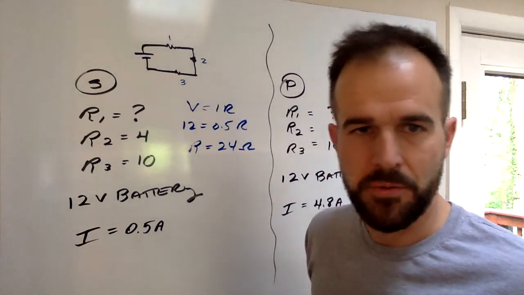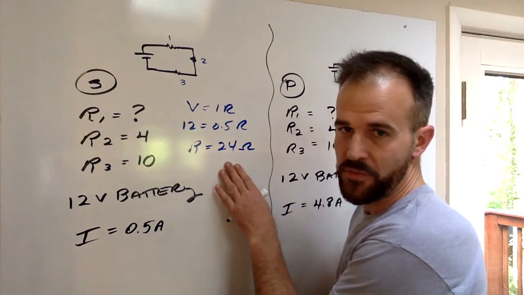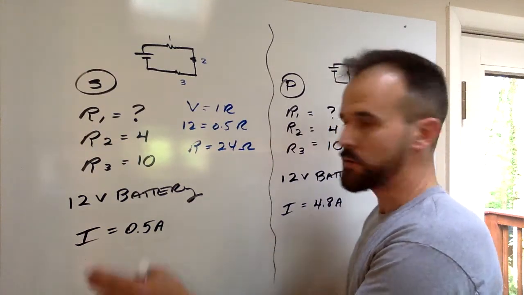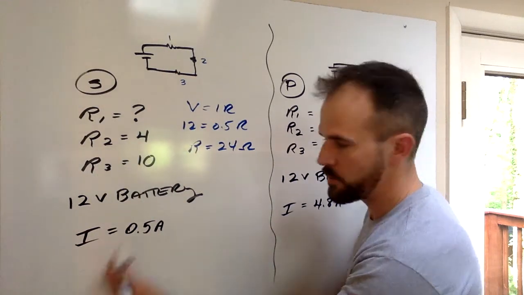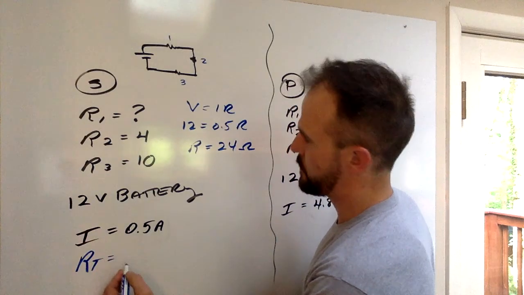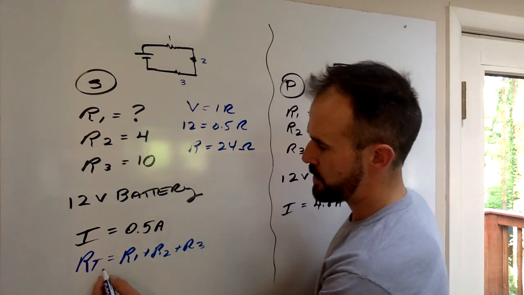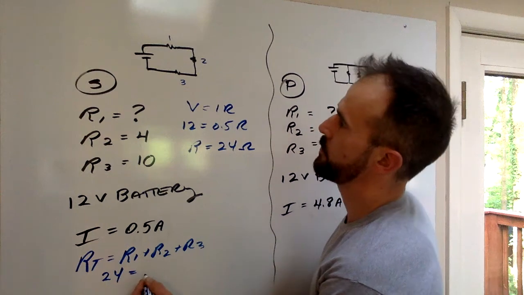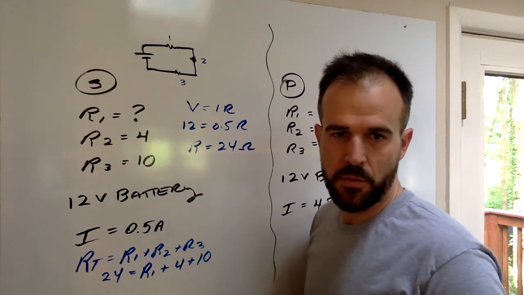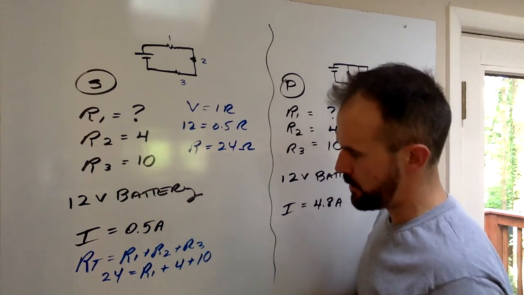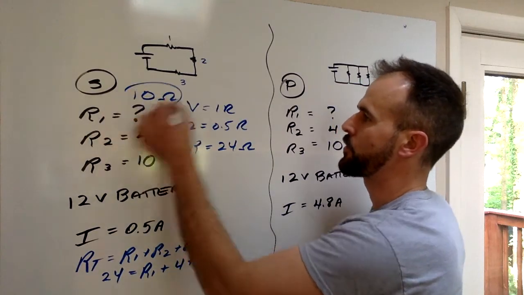By the way, this is way easier to do in series. So the total resistance has to be 24 ohms, based on the push and the flow. It's in series, so series rules say you add them up. The formula is resistance total in series equals R1 plus R2 plus R3. So in this case, 24 equals an unknown plus 4 plus 10. A little quick math, and R1 has to be 10 ohms.